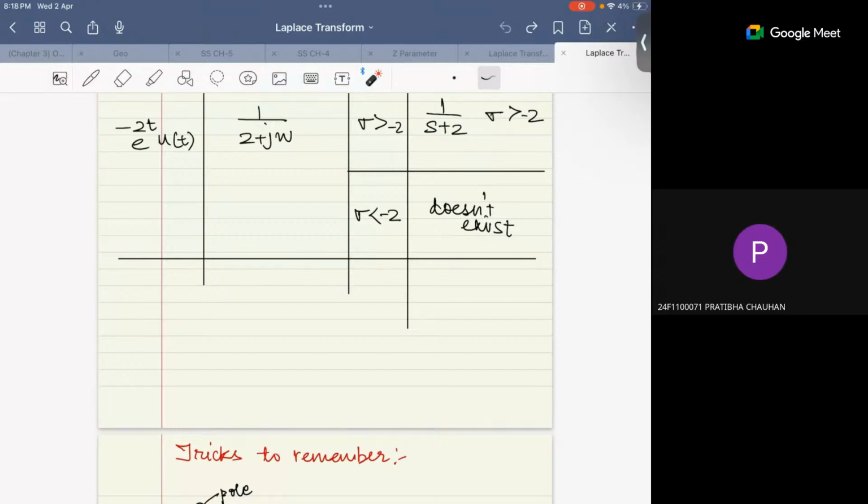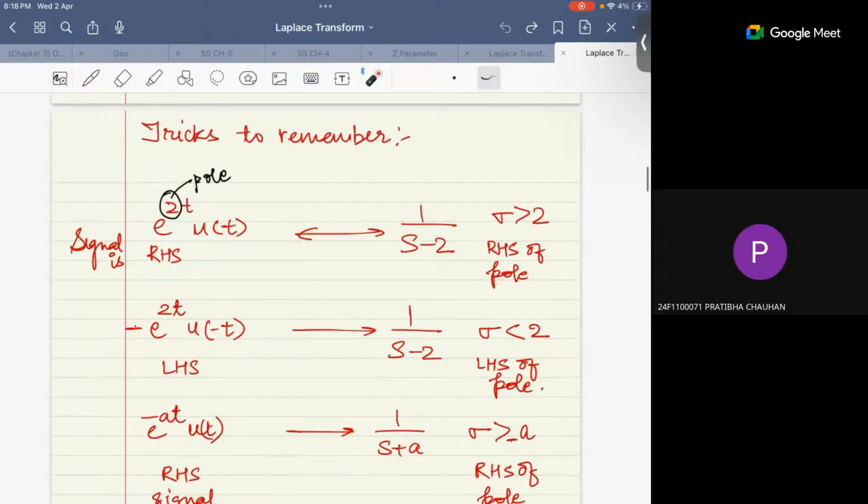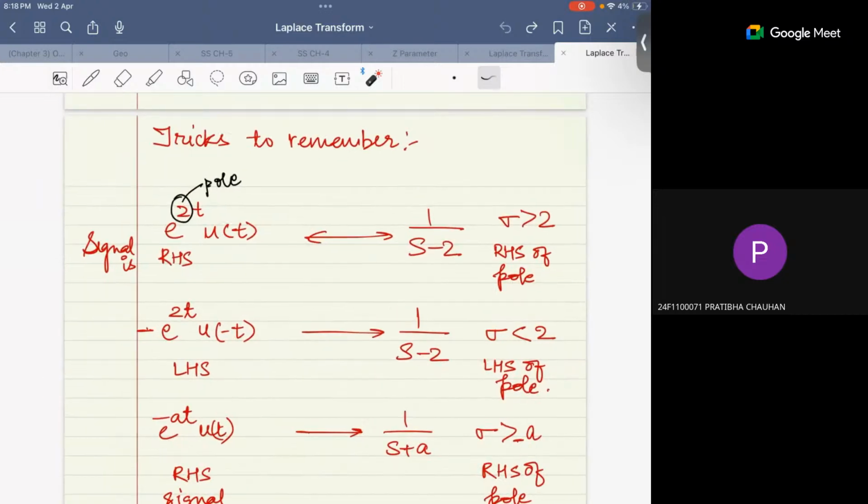I hope this is making sense. So I just wrote all the tricks also. How can you remember all these things? If you have been given a signal, it is e to the power 2t, so 2 is the pole. Or you can calculate the Laplace transform also. You'll be getting 1 upon s minus 2. s minus 2 equals 0, that means the pole is 2. If this is a right-handed signal, your ROC will be sigma greater than 2.